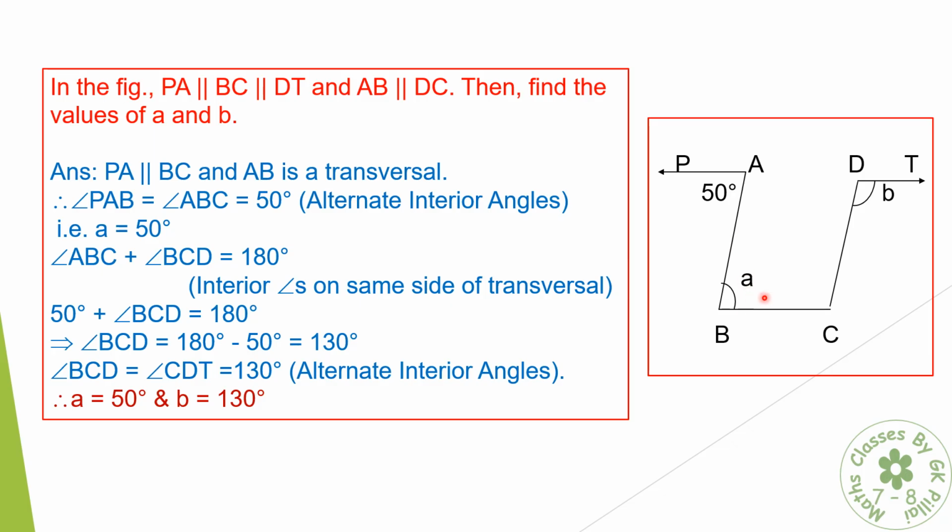Now this angle plus this angle equal to 180 degrees, interior angles on the same side of the transversal. If this is 50 degrees, this is 130 degrees. Now this angle equal to this angle, alternate interior angles. So B is also equal to 130 degrees. So we got A equal to 50 degrees and B equal to 130 degrees.